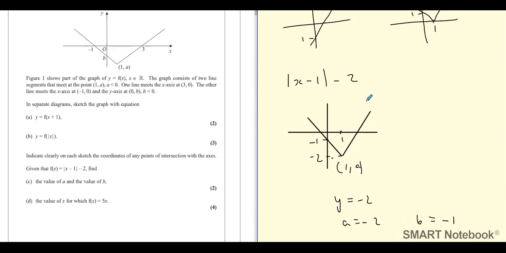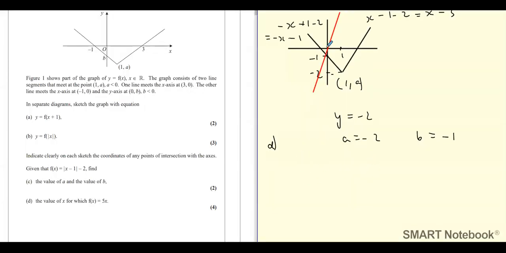So this is going to become x minus 1 minus 2, which is x minus 3. This is minus x plus 1 minus 2, which ends up becoming minus x minus 1. Okay, this is going to be quite important probably for part D for you. So have a go at part D. Let me know what you get as your answer or answers.